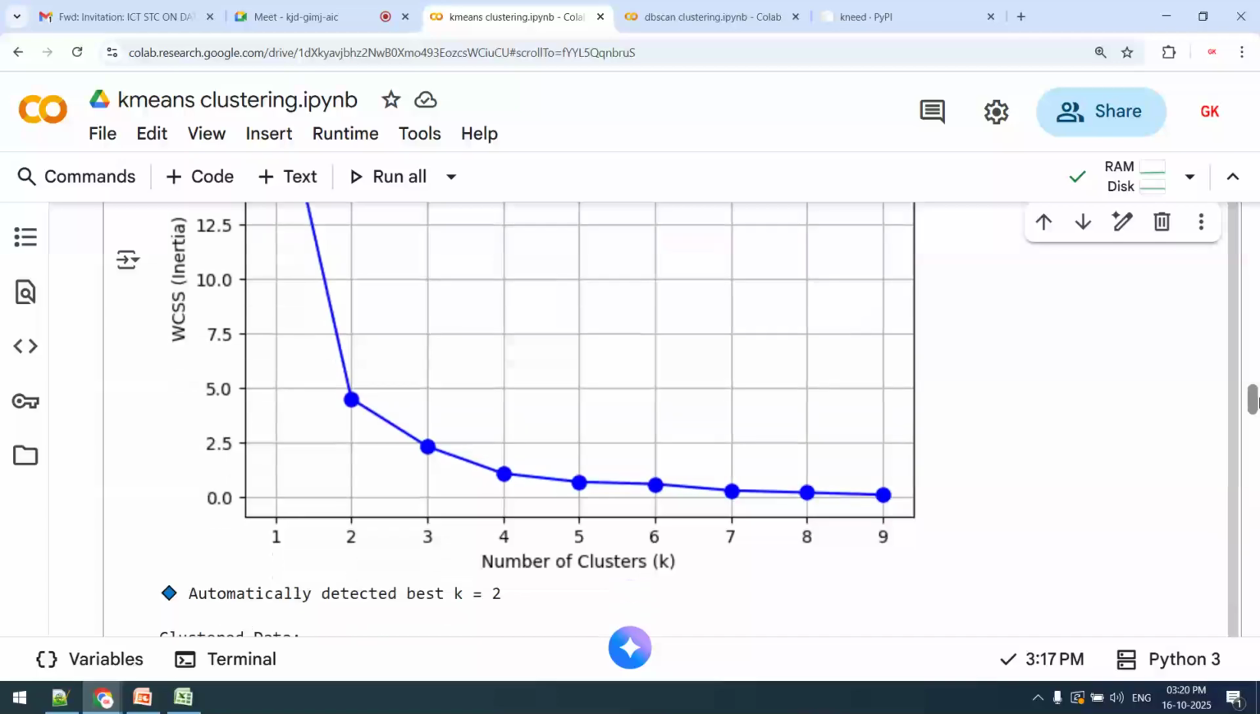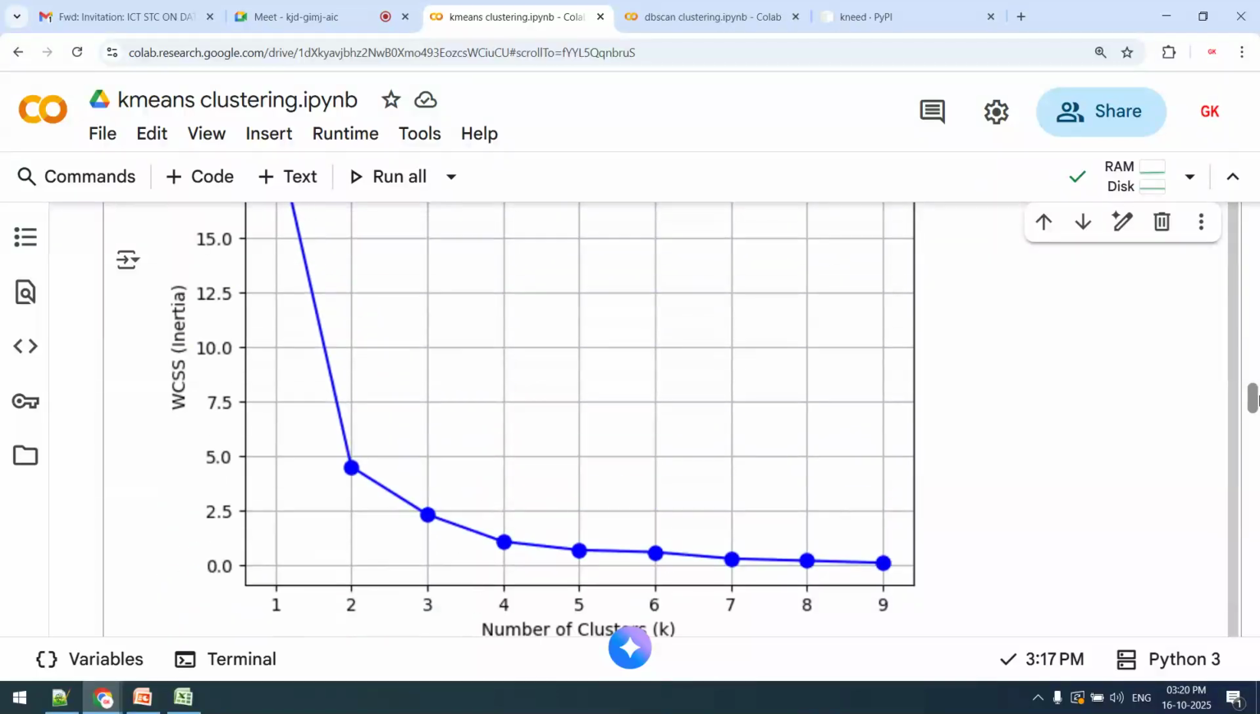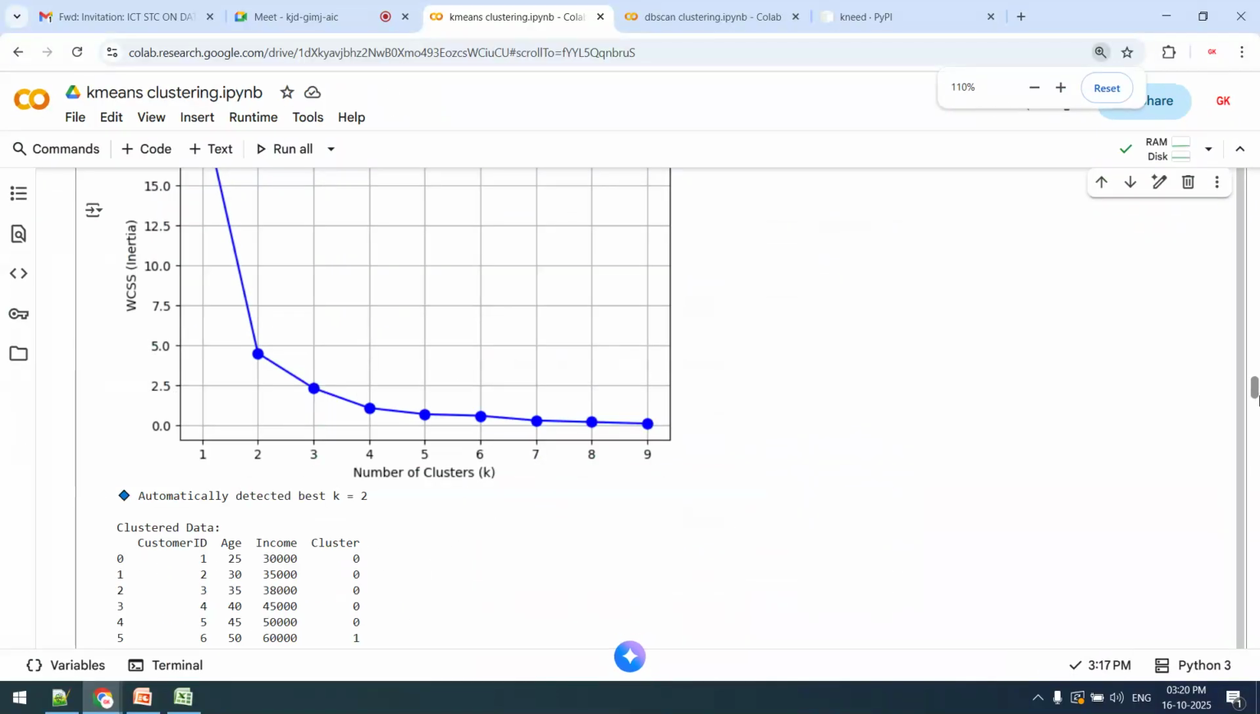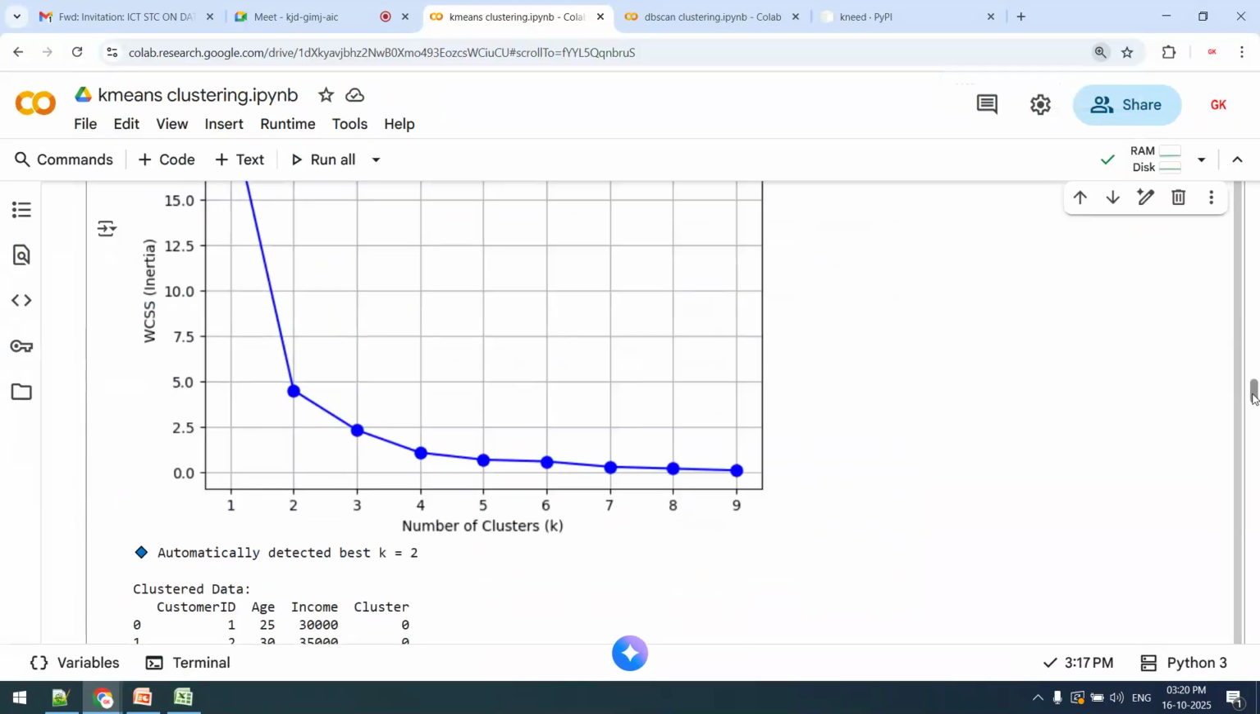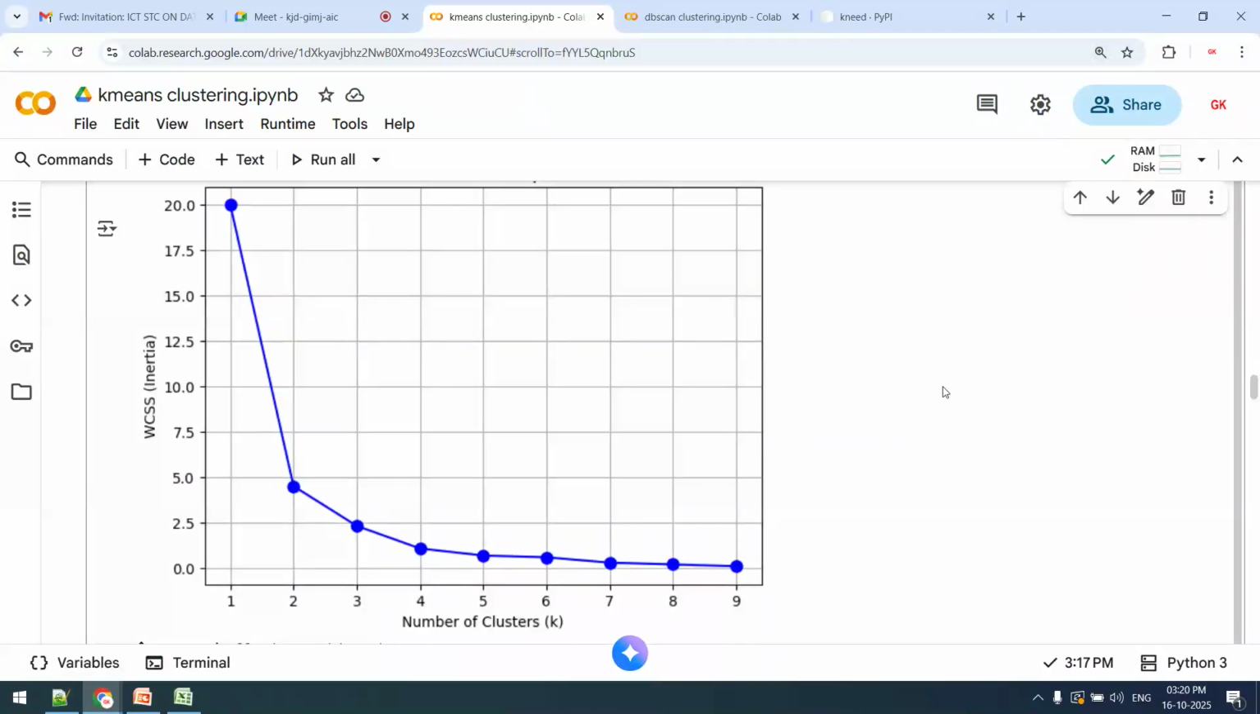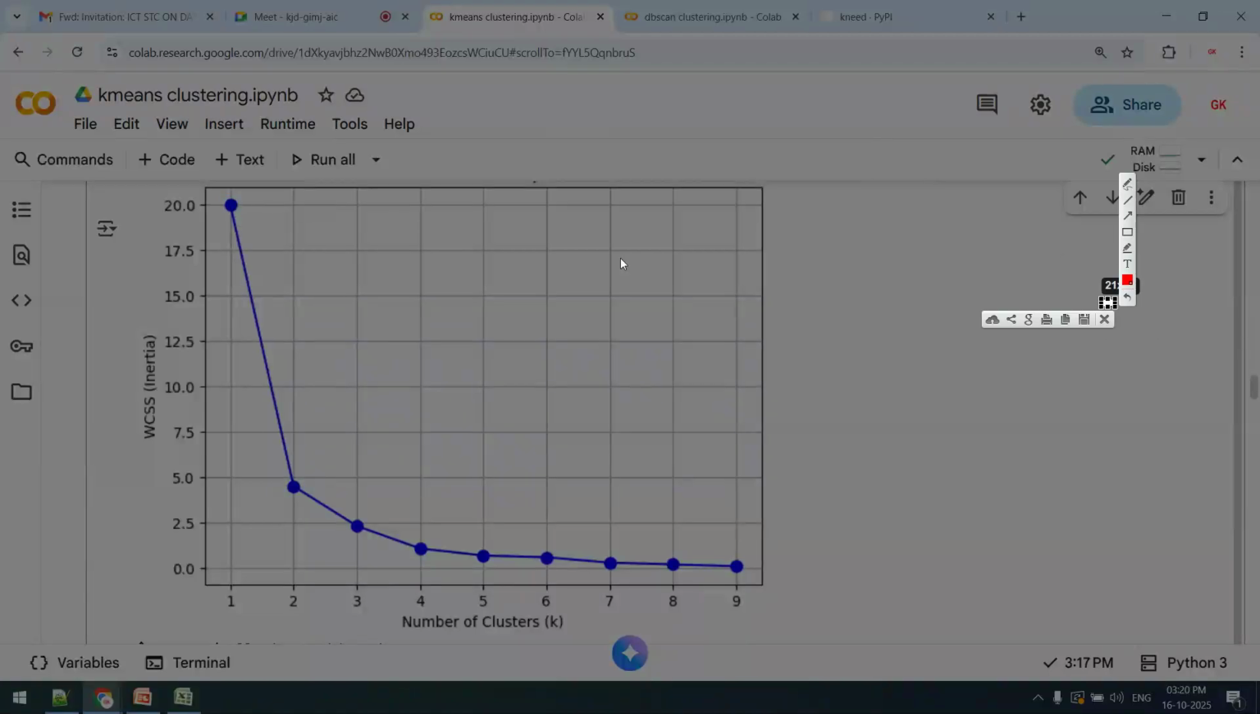First of all, I am showing you this in the graph, so that you will be able to understand. This is the graph: the number of clusters k, and this is the WCSS inertia value. Now you can see that from this data point to this point, there is a big diversion. You can see that there is a big downfall.